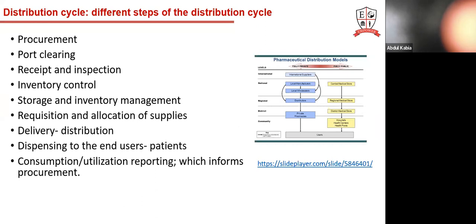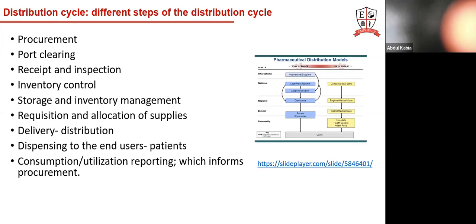So let's look at the distribution cycle. Like I said, it starts from procurement. Let's say for local suppliers, once the vehicle leaves their warehouses to deliver to our central stores or anywhere we designate, then it starts. Or from the international phase, when the ship is leaving the manufacturer's place.